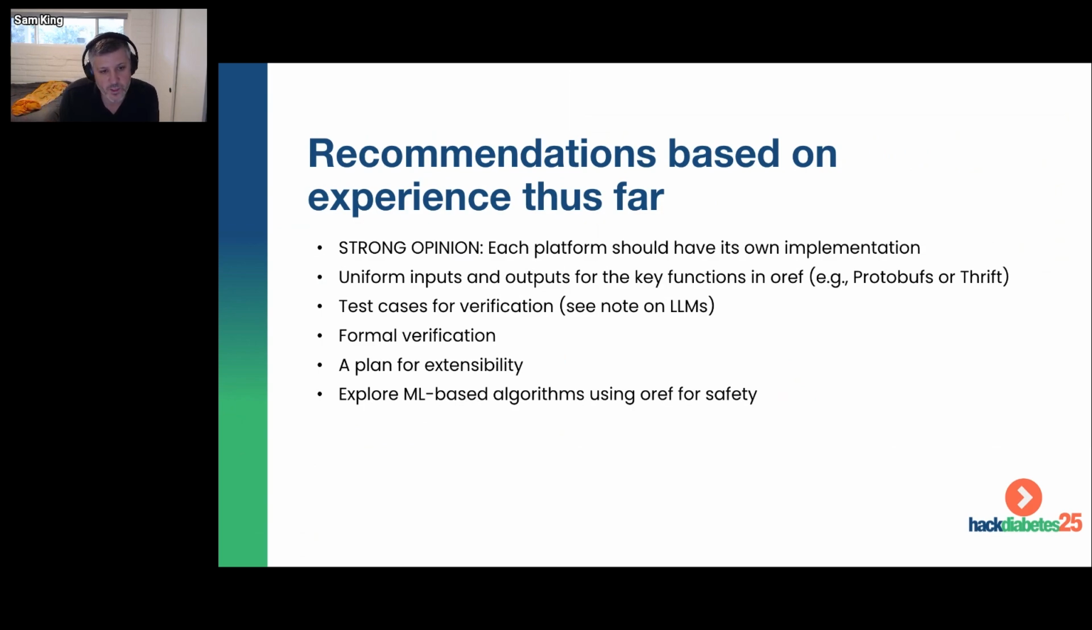And then the last one is my research lab. We have a lot of experience running ML-based algorithms. I've run an ML-based algorithm personally for some time. And they're really interesting, but I don't think we're quite there yet. I think there's still some more work to be done. And I think oref can play an extremely important role in that.